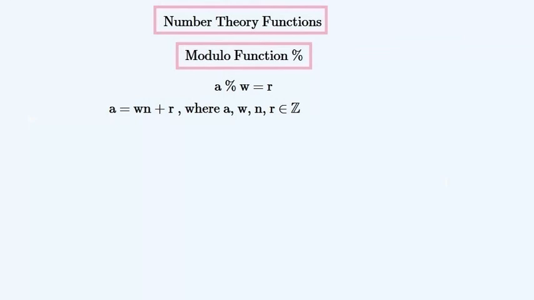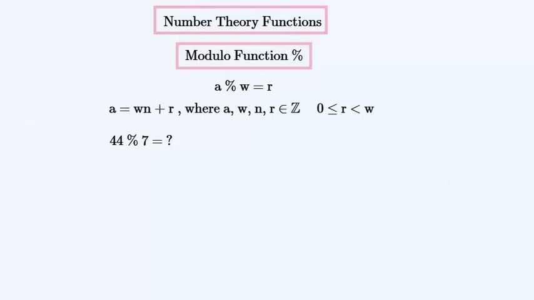All of these numbers are integers, and the remainder R must be a positive integer that's less than W. It can't be equal to W, because that would mean that W would divide A, and so R would then be 0. So let's work on our first example.